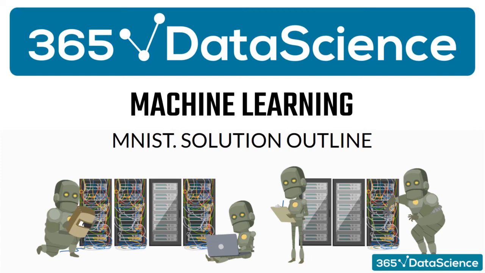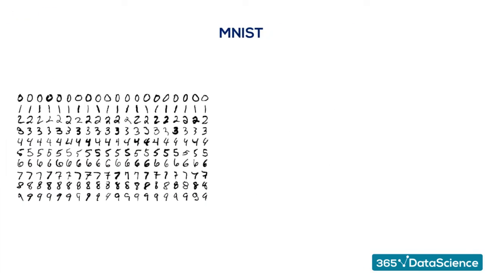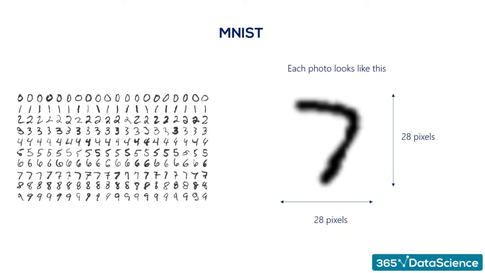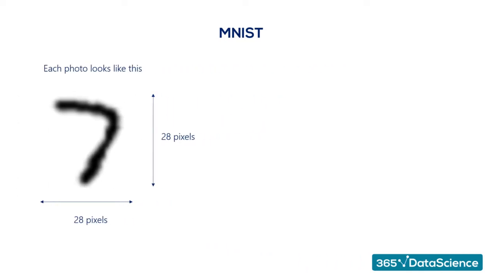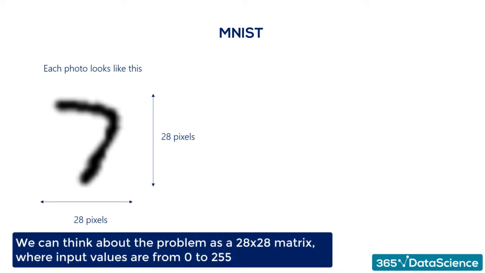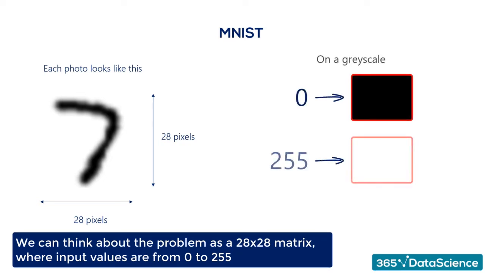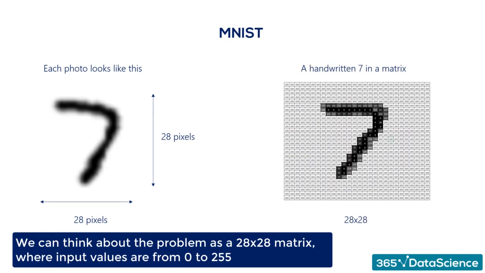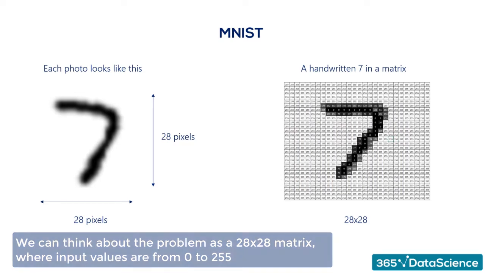How are we going to approach this image recognition problem? Each image in the MNIST dataset is 28 pixels by 28 pixels. It's in grayscale, so we can think about the problem as a 28 by 28 matrix where input values are from 0 to 255. 0 corresponds to purely black, and 255 to purely white. For example, a handwritten 7 in a matrix would look like this. That's an approximation, but the idea is more or less the same.